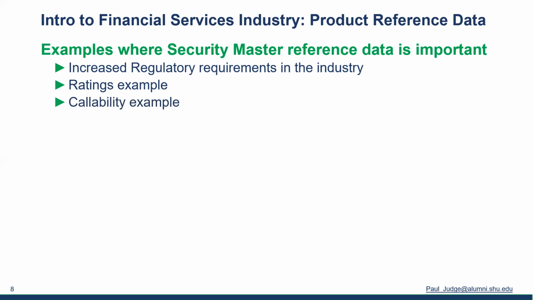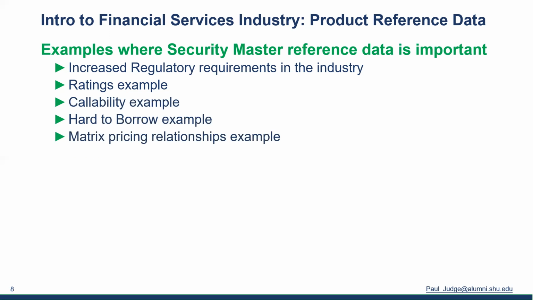Callability, I think I discussed this in an earlier presentation. For a bond, it's very important. Is this bond callable? And maybe the bond is going to get called. Hard to borrow is another example. For certain securities in the stock lending area, it's important to identify if it's a hard to borrow security. Matrix pricing relationships. Contingent convertible securities are another very good example where it's important for the firm and the clients to understand whether the underlying asset is a contingent convertible.